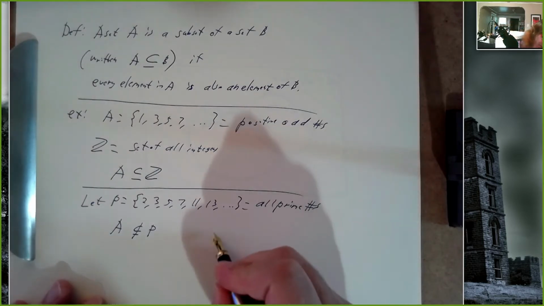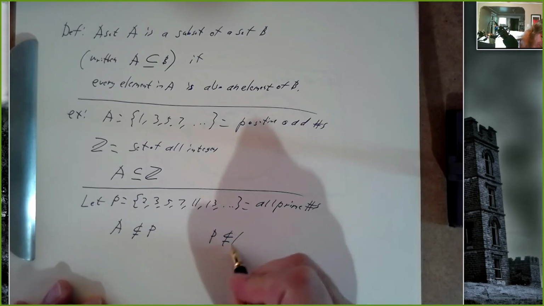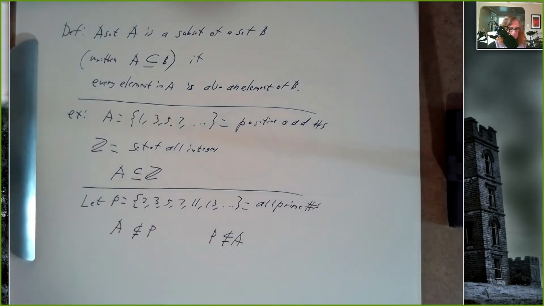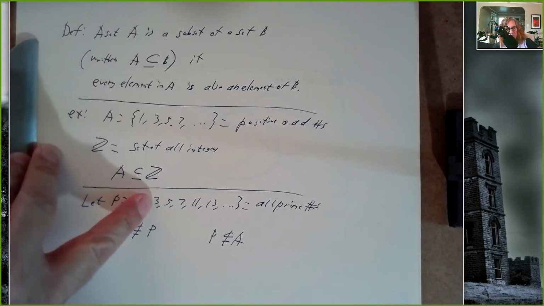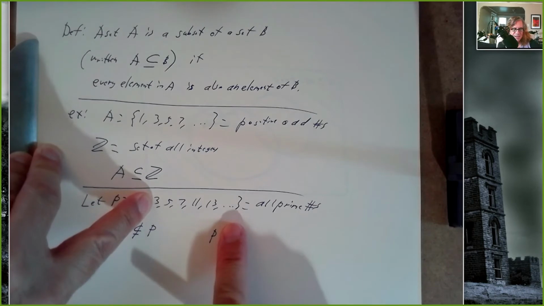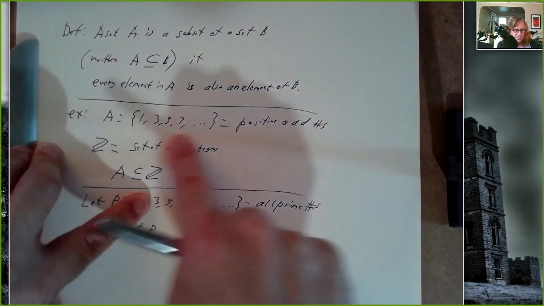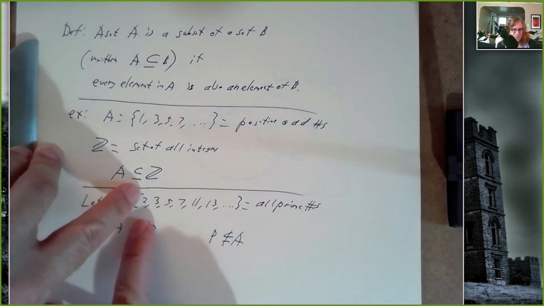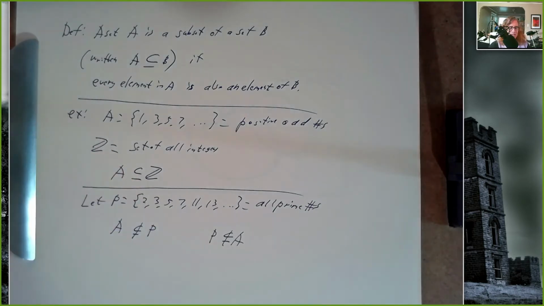And we also find that P is not a subset of A. If this 2 wasn't in here, P would be a subset of A, because every number in here is an odd positive number, and so it would be contained in A. But because P also includes this 2, P is not a subset of A.